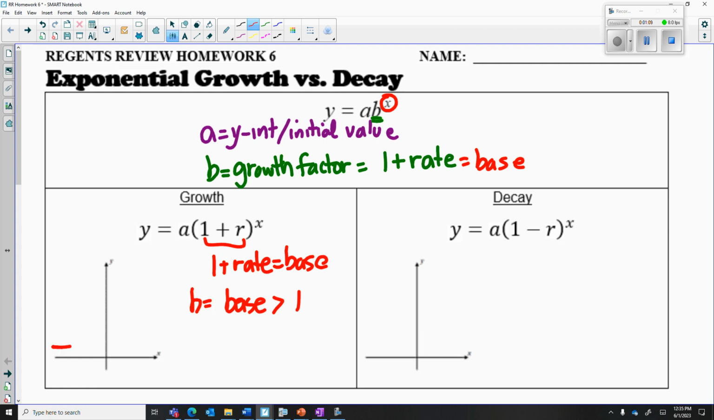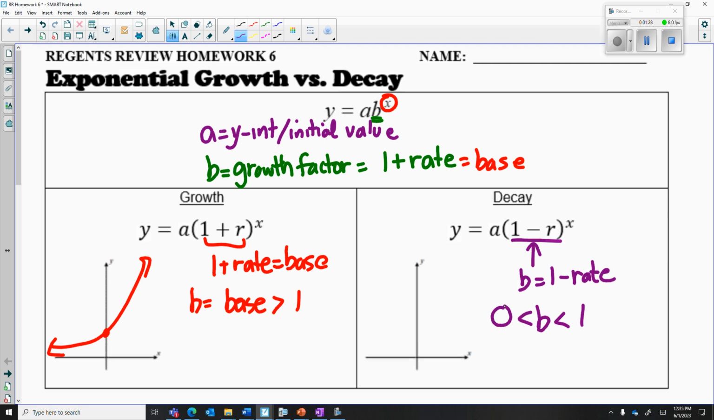And growth is going to look like this. Okay? If it is decaying, then the base is going to be 1 minus the rate, or it's going to have a negative rate, and then that means that the base is less than 1. It's actually a number between 0 and 1, and decay is going to look like this. Okay?